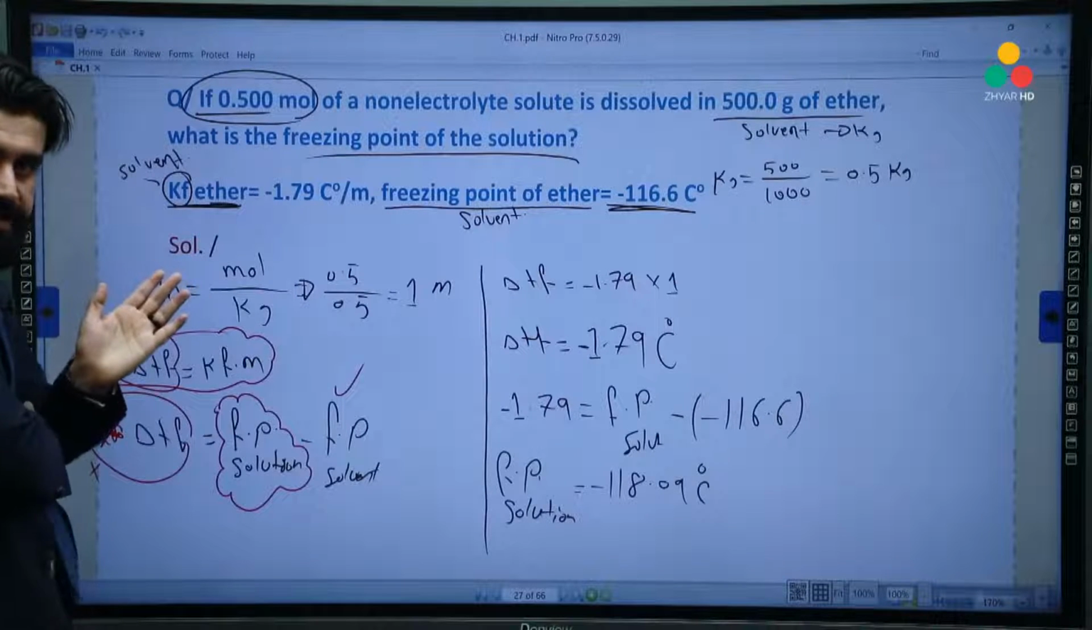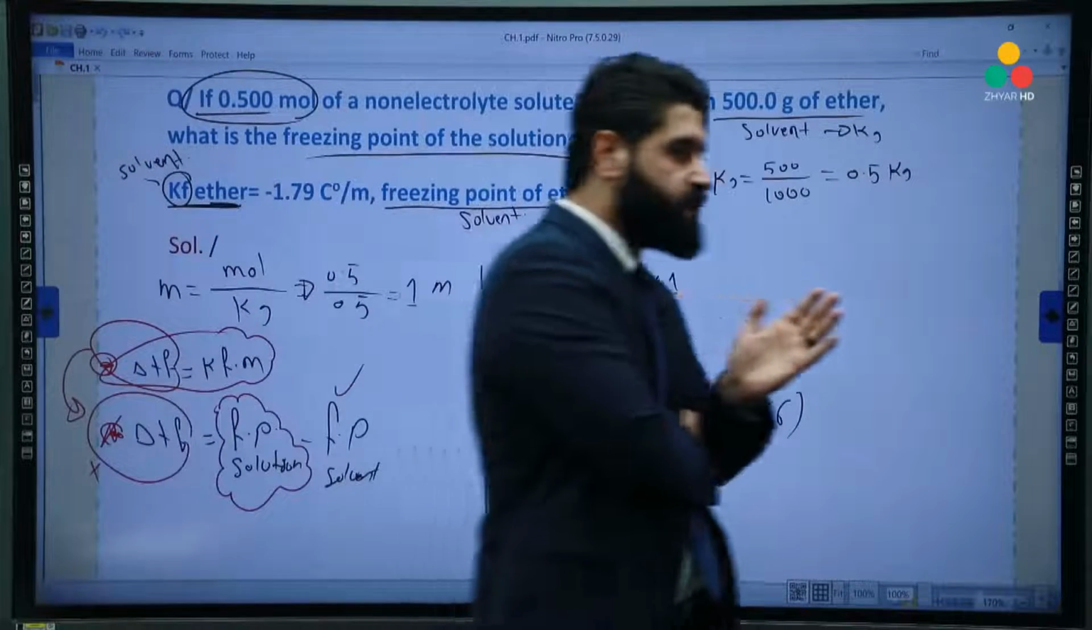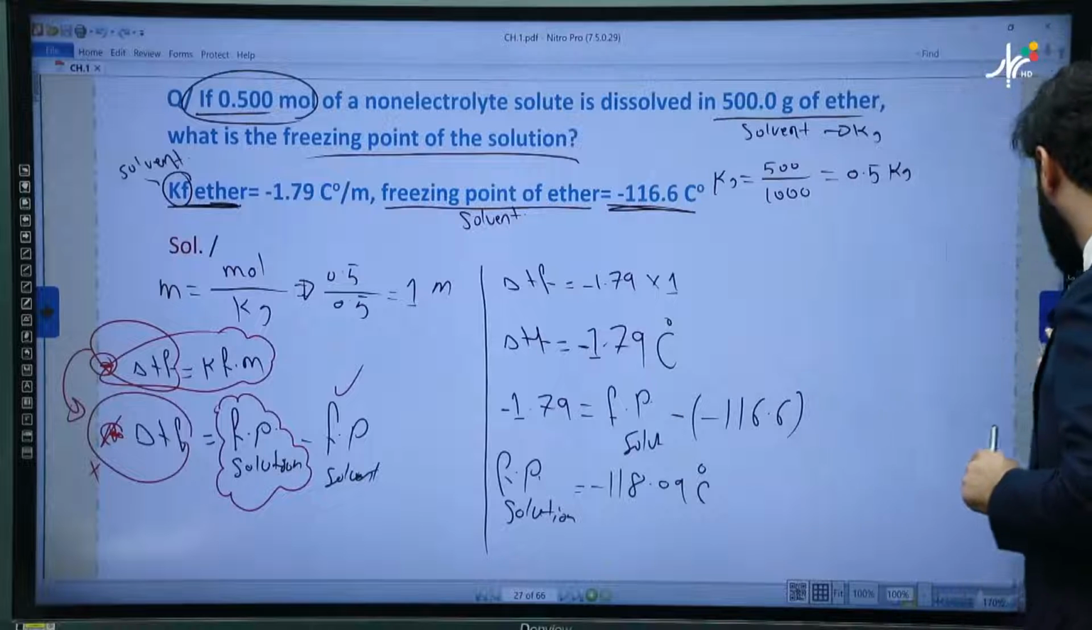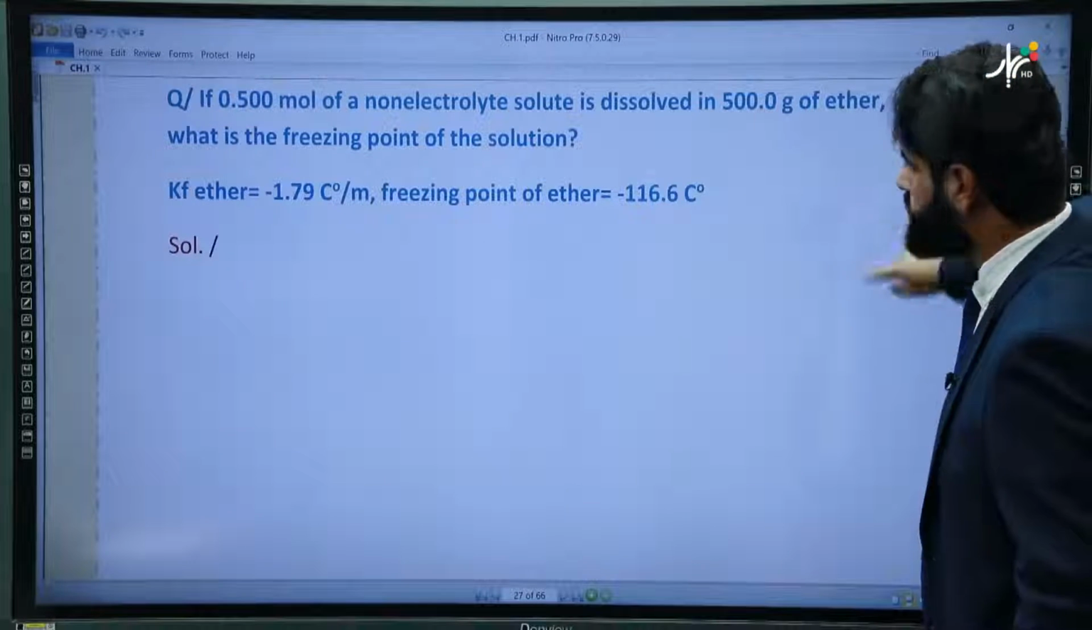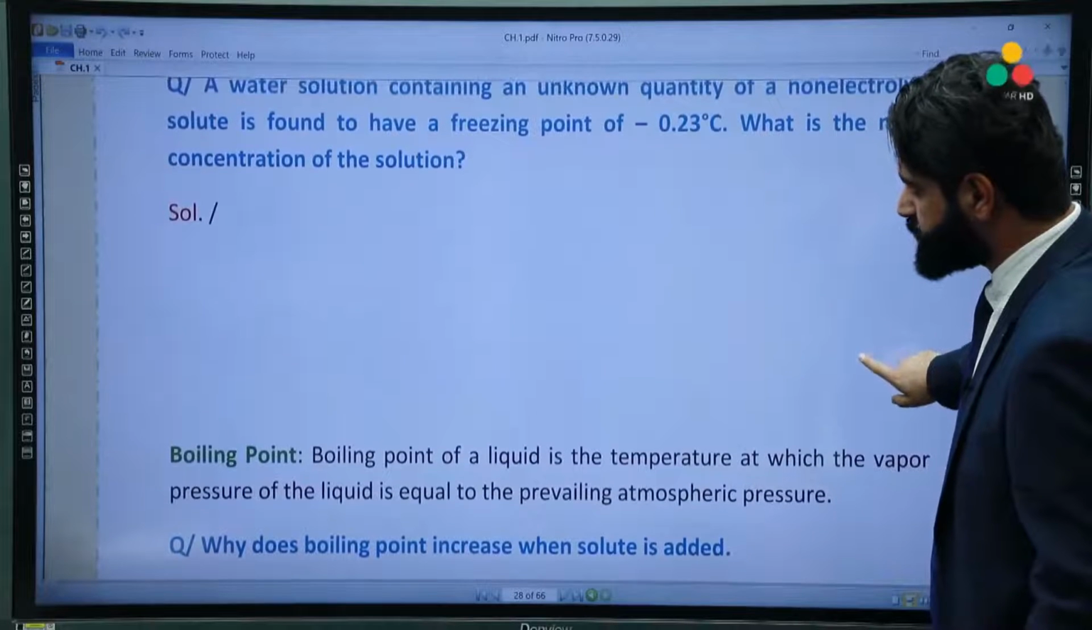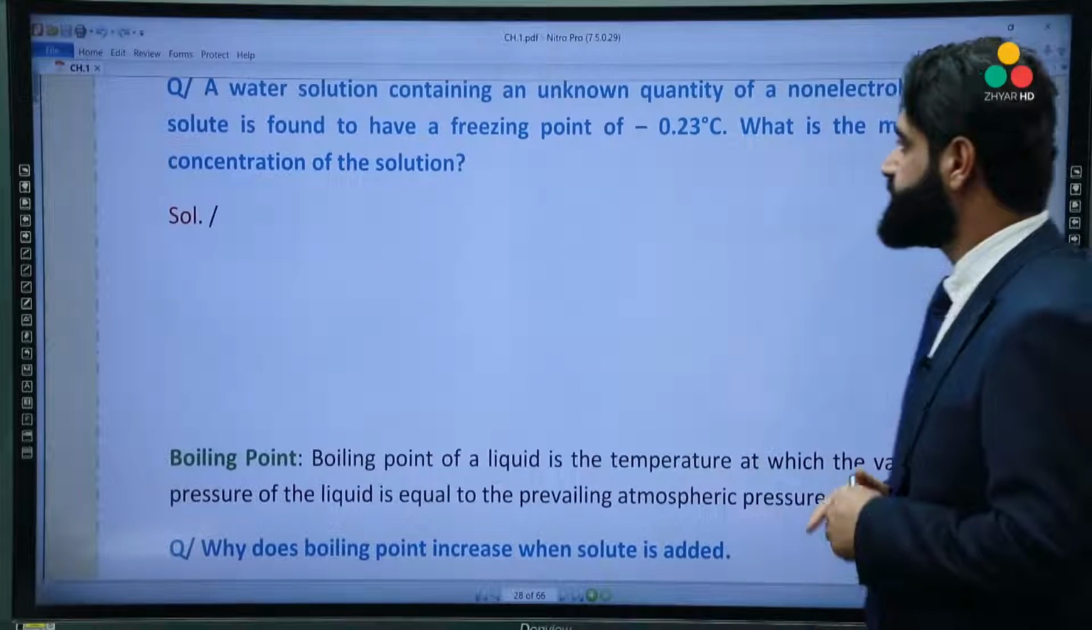So that was the different question if we use a different solvent. It's very easy. I think there's nothing to it. The last question about freezing point. Last and shortest. Let's see.